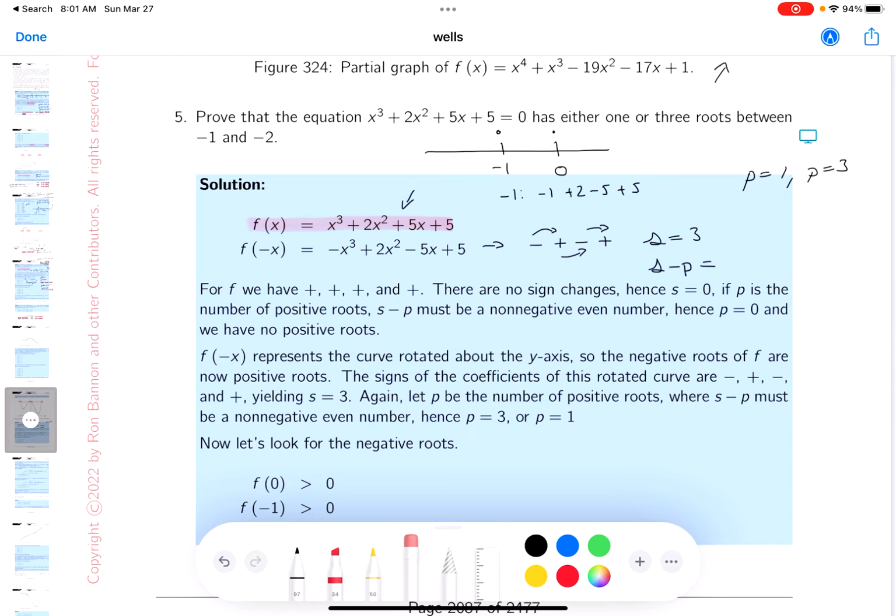Now I'm going to go to -2. Let me erase this now, and I'll talk about what happens at -2. So at -2, and we're using the intermediate value theorem, by the way, what do you get? -8 plus 8 minus 10 plus 5. Clearly negative. So I know it's negative over here. Now what do I know? By the intermediate value theorem, I know it has to cross. But the bottom line is, it could go back up, back down, something like that. So it could go through 3 times. It's possible.